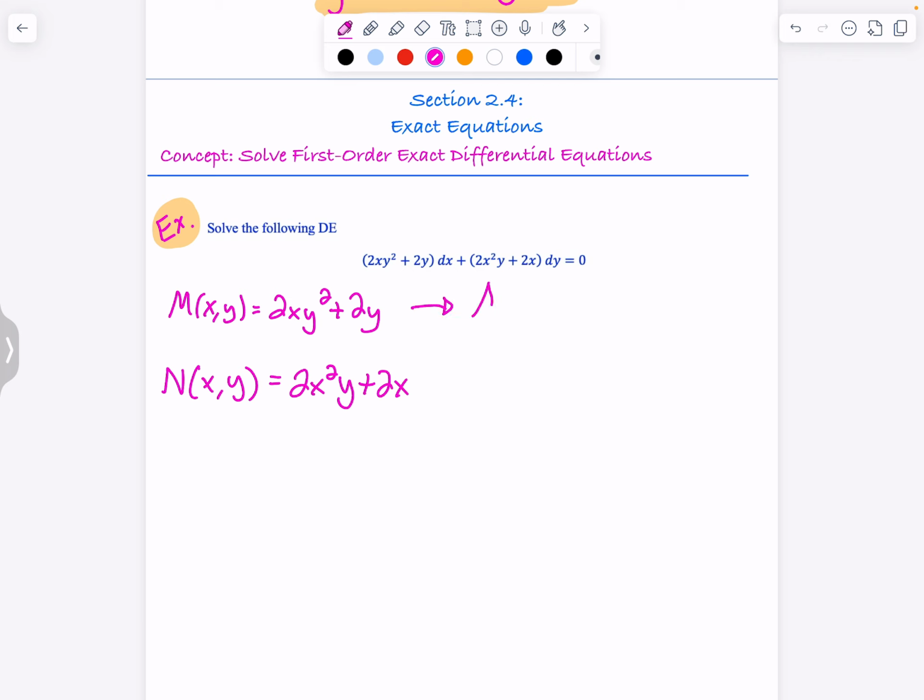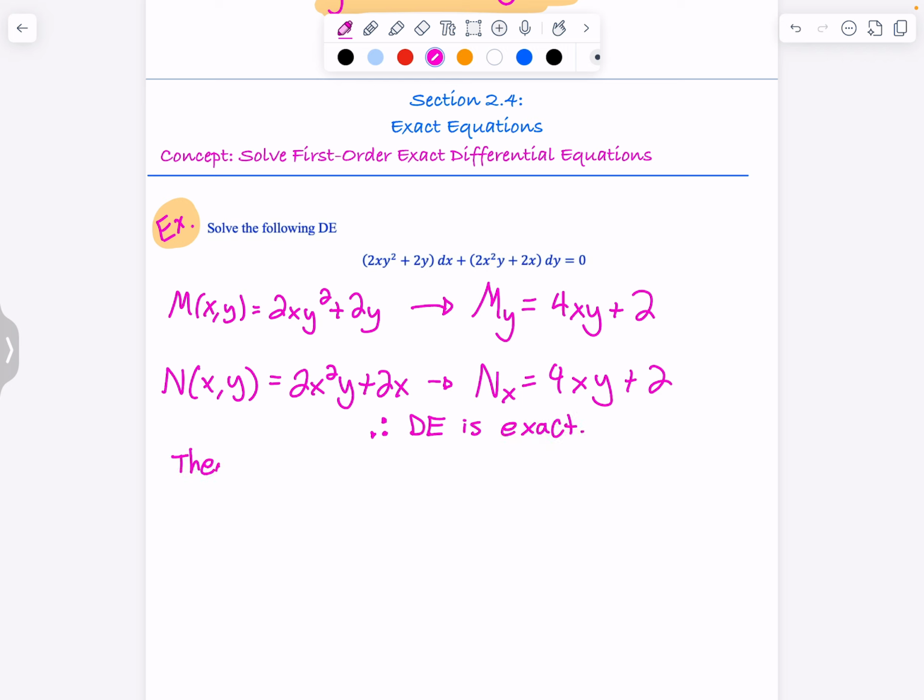So I take my partials. Remember, it's the other one. M is with dx, so I do the partial with respect to y. So 2 comes down, I get 4xy plus 2. And then if I do N with respect to x, I get 4xy plus 2. So that means, therefore, that's what the 3 dots mean, the DE is exact.